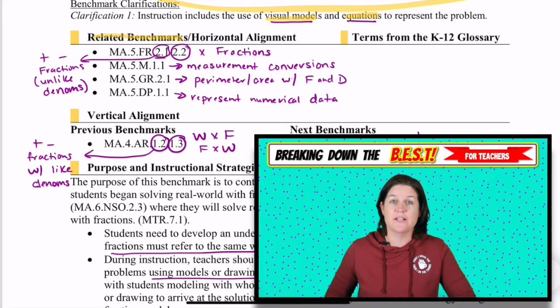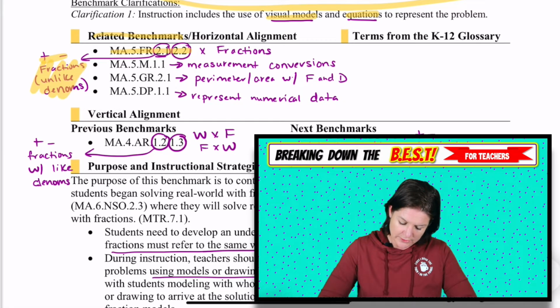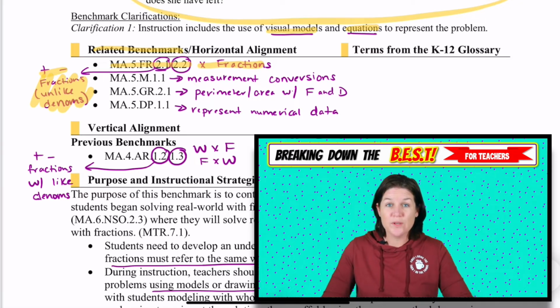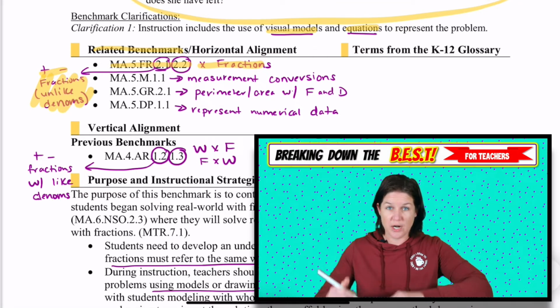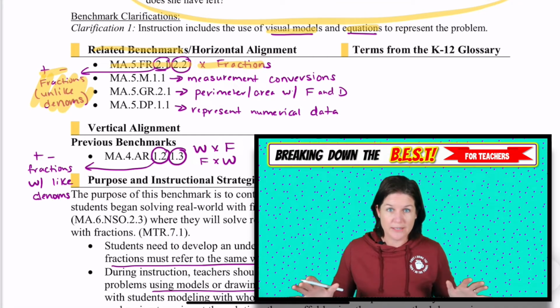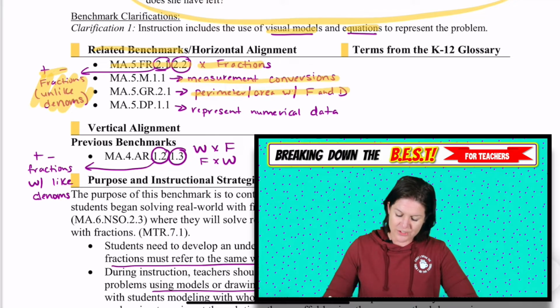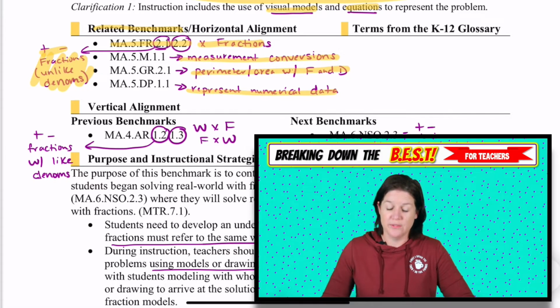The related benchmarks here. We've got these fractions, which involve adding and subtracting fractions with unlike denominators, and multiplying fractions. So these are more of the procedural, skill-based standards, where the AR 1.2 is throwing them into a real-world setting. So if you need more practice with just straight up adding, subtracting, multiplying fractions, take a look at those standards. The state of Florida is saying that measurement conversions, perimeter and area with fractions and decimals, and representing numerical data, that these align with the standard.